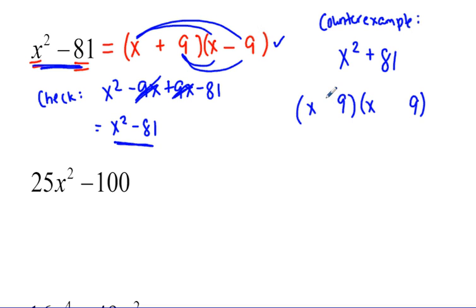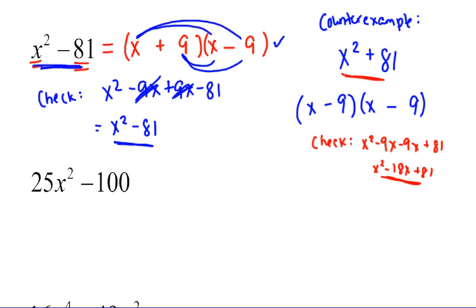So let me throw 2 minus signs in between here. This time when I check my work, I'll get x squared minus 9x plus 81. And this time I get negative 18x in the middle, which still does not match my original problem.